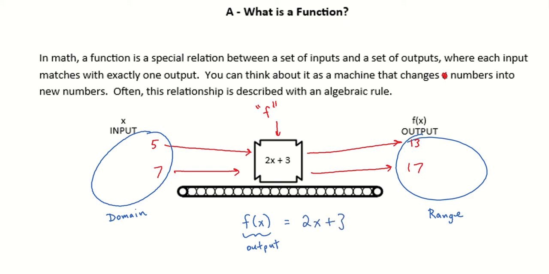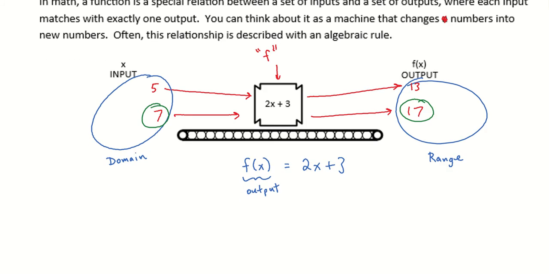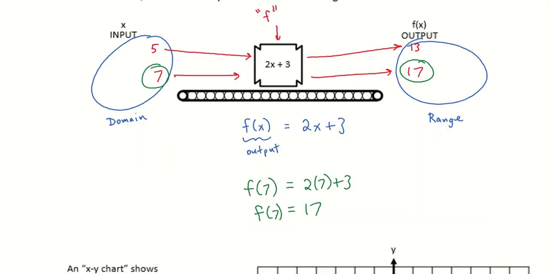One other thing here is that this output of 17 we got by plugging in 7. So we might say when 7 is put into the machine, that's the input spot there, f of 7, the output is 17. So it's just a new way of describing rules.